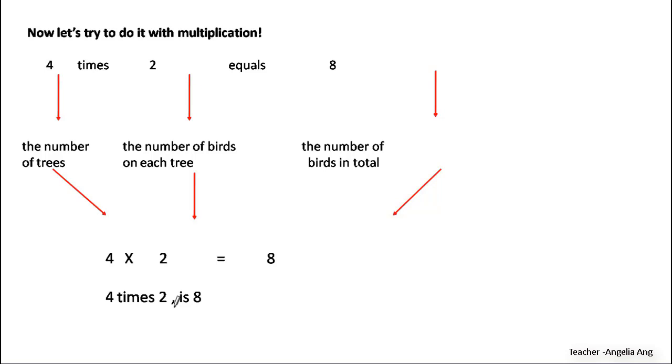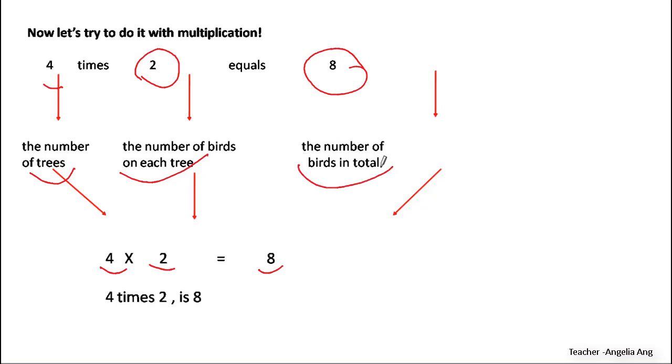Or let's try to do it with multiplication. 4 times 2 equals 8. 4 is the number of the trees. 2 is the number of birds on each tree. And 8 is the number of birds in total.